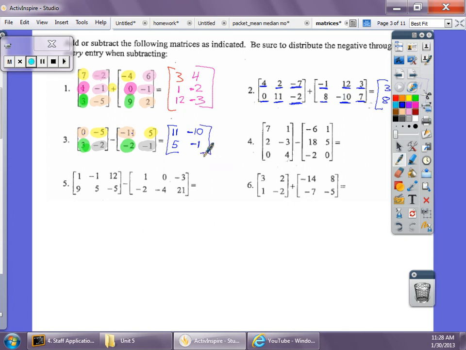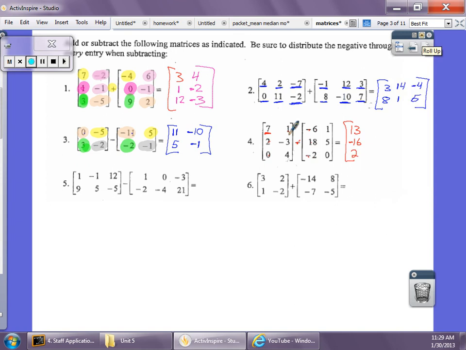And then we're going to do the same thing over here. Well, 7 minus a negative 6, negative negative, positive, 7 plus 6, 13. 2 minus 18, negative 16. 0 minus negative 2, negative negative is a positive. 0 plus 2 is 2. 1 minus 1, 0. Negative 3 minus 5, negative 8. 4 minus 0 is simply 4.